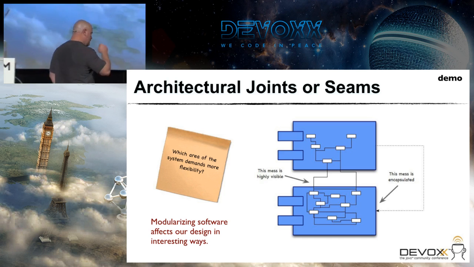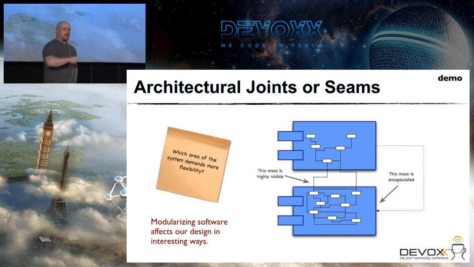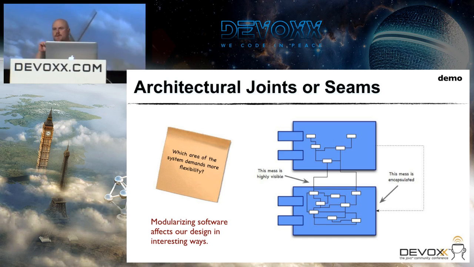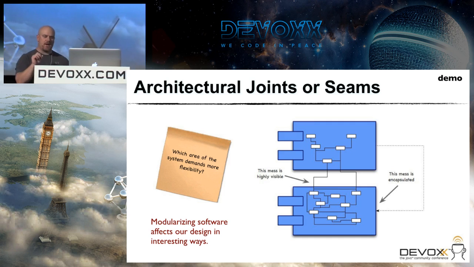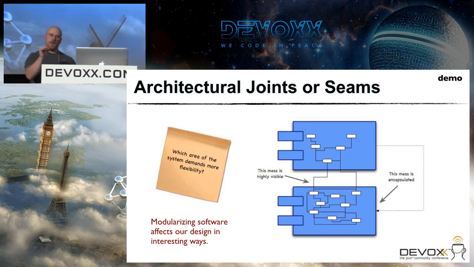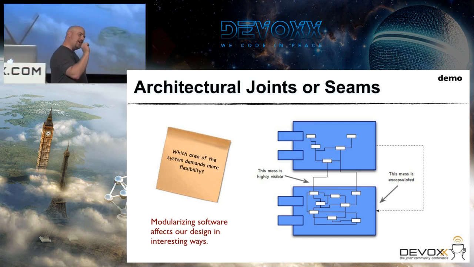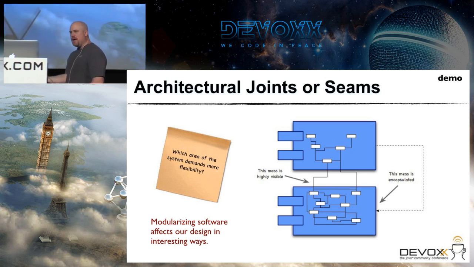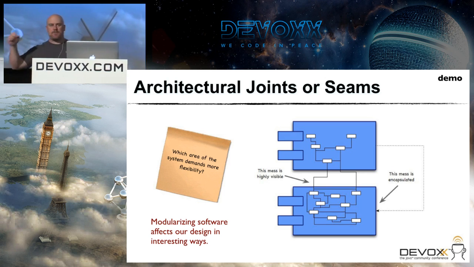So ultimately, as we begin to modularize our software systems, what we are going to find is that modularity affects our design in some pretty interesting ways. It's more than just how we go about packaging the system. It will have an impact on the abstractions that you create and where you place those abstractions.